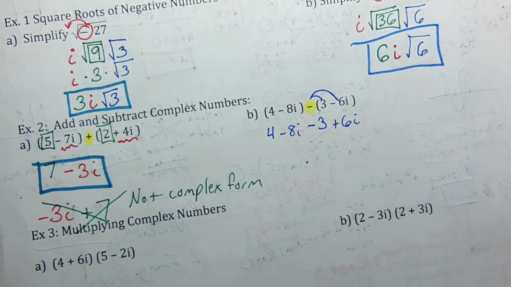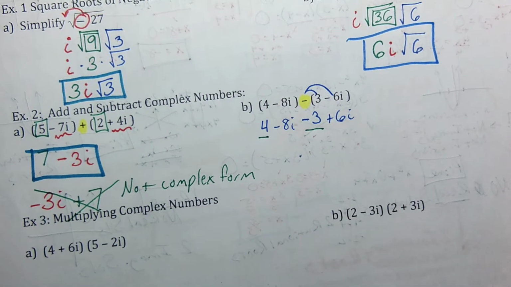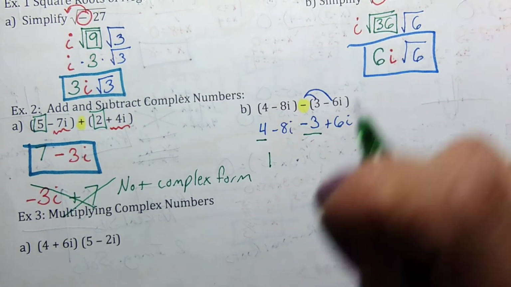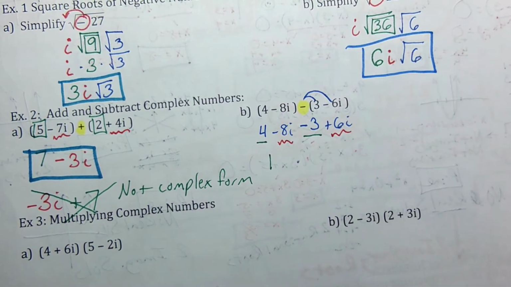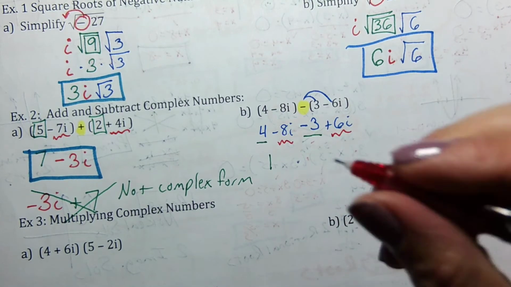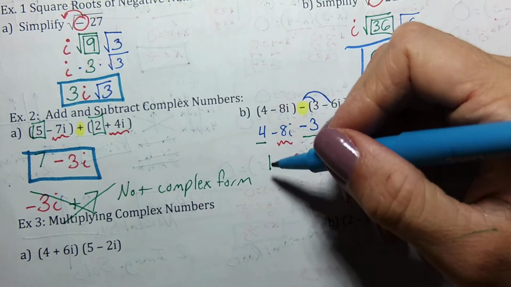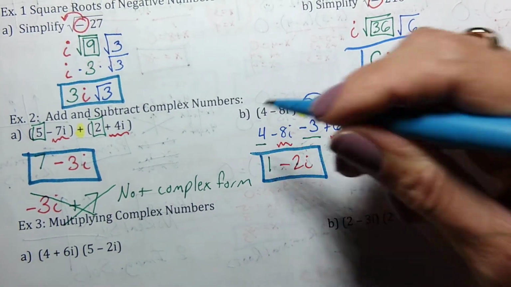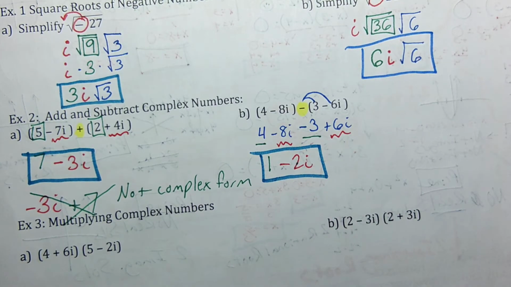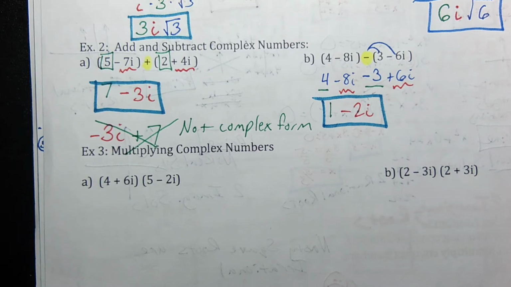From here, we combine our like terms. Real stuff together first. 4 and a negative 3 is 1. Imaginary stuff second. Negative 8i plus 6i is negative 2i. Is that in complex form? Yup. Real part first, imaginary part second. So easy enough, we're just combining like terms.